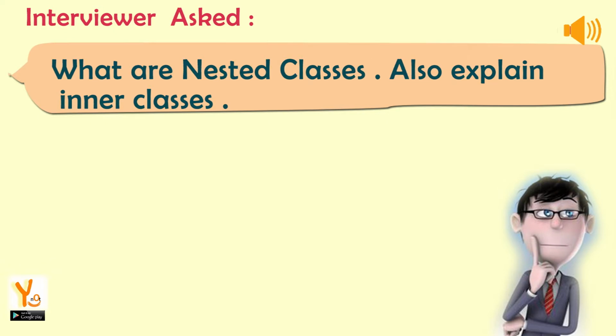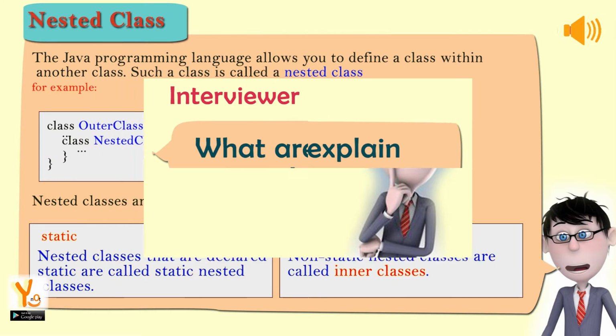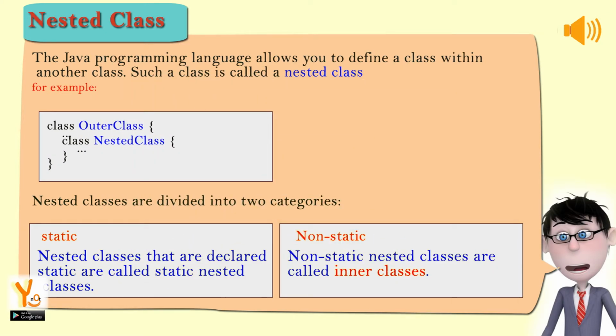What are nested classes? Also explain inner classes. The Java programming language allows you to define a class within another class. Such a class is called a nested class. Example is shown below. Nested classes are divided into two categories. Nested classes that are declared static are called static nested classes. Non-static nested classes are called inner classes.